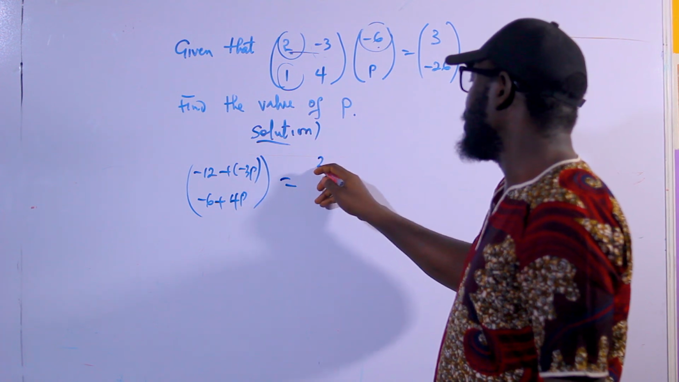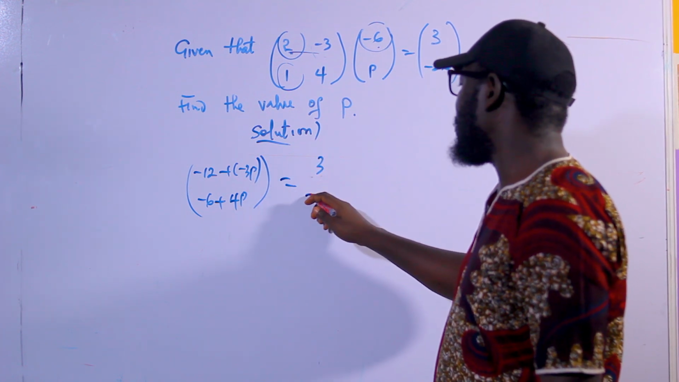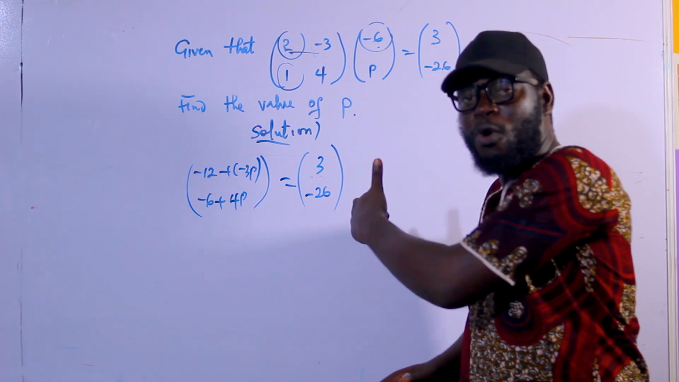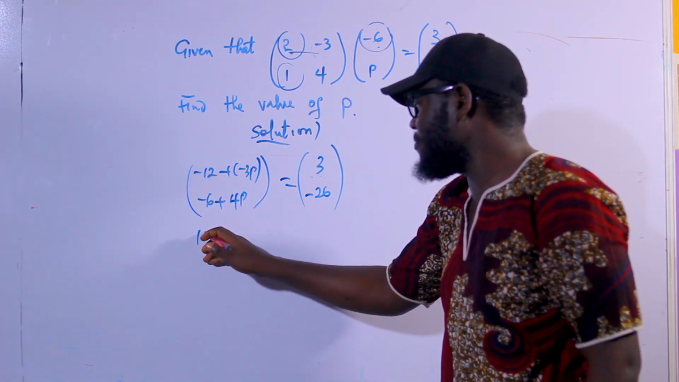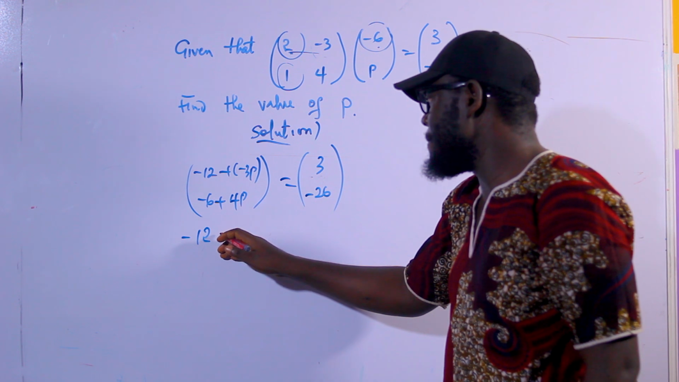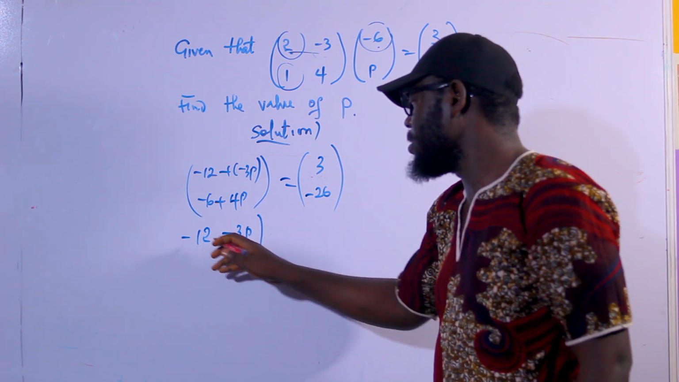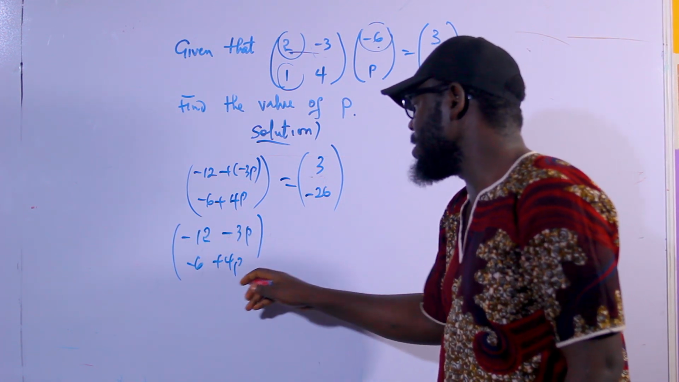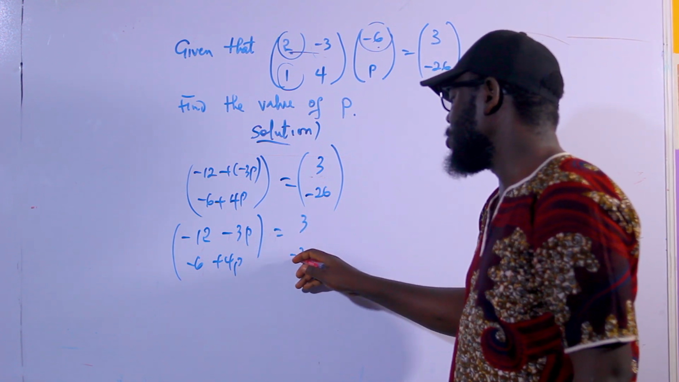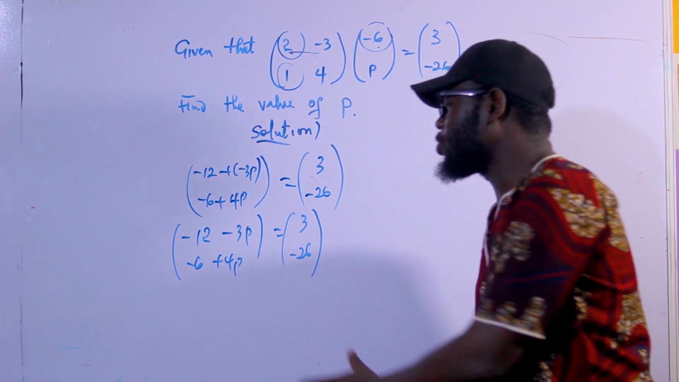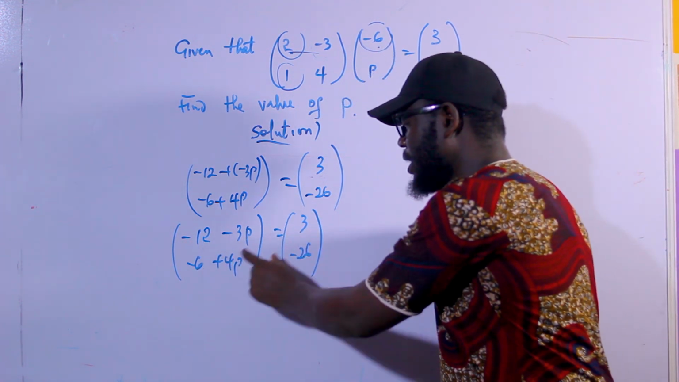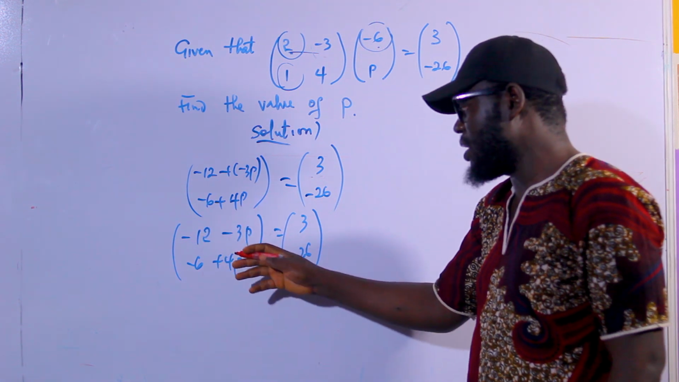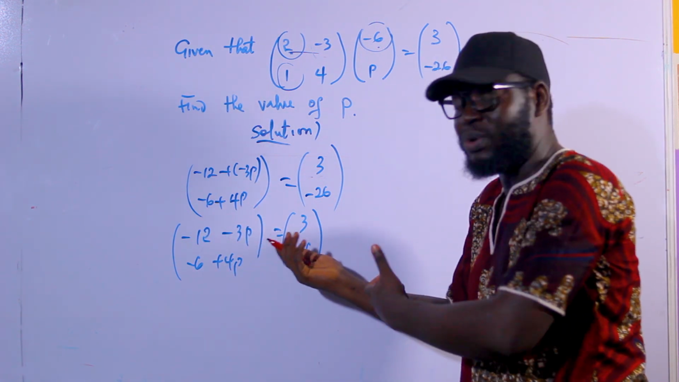So it's equal to 3 and minus 26. This is equality of matrix. So I can have minus 12 minus 3p here, then I'll have minus 6 plus 4p here, equals 3 and minus 26. Equality of matrix tells us this one can be equal to this, while this one can be equal to this. Because we are solving for p, we can pick any of the two because definitely they are going to give us the same answer.